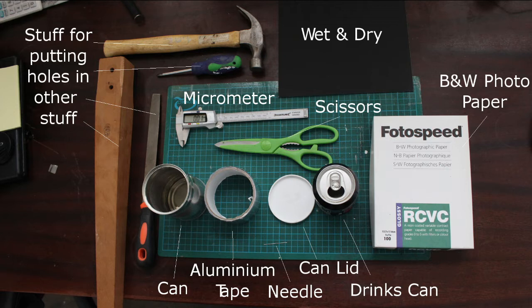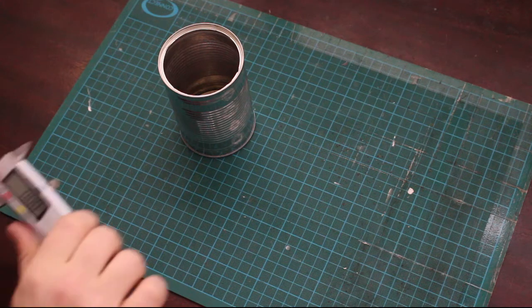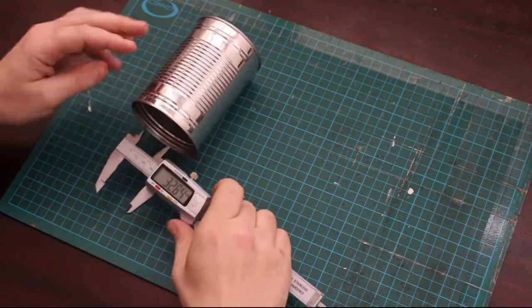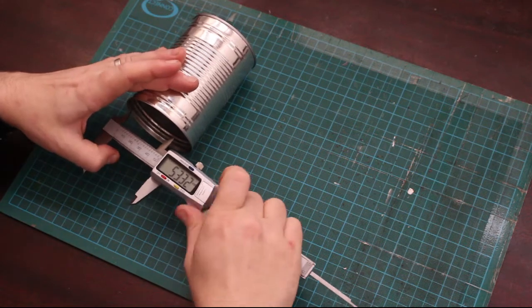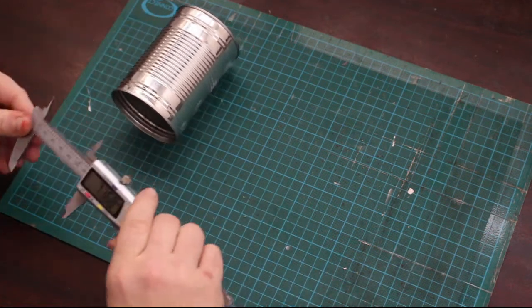You'll be able to see the way I do it, but if you'd rather use a drill or you've got some other piece of equipment to put a hole in a can, by all means. First thing we need to do is to measure the inside diameter of our can. That gives you the focal length, and from that we can work out how big our pinhole needs to be. So my can is about 72mm.